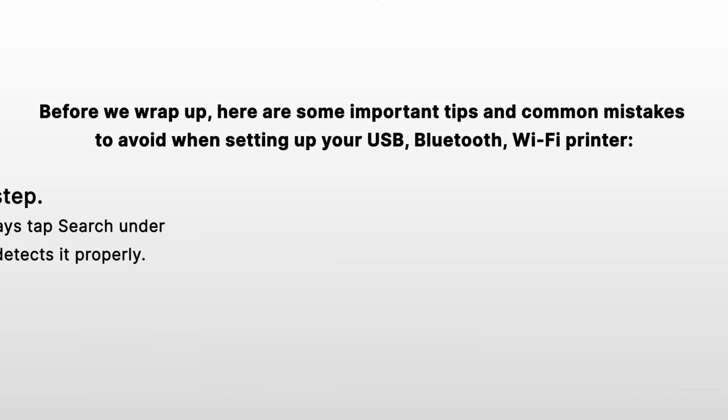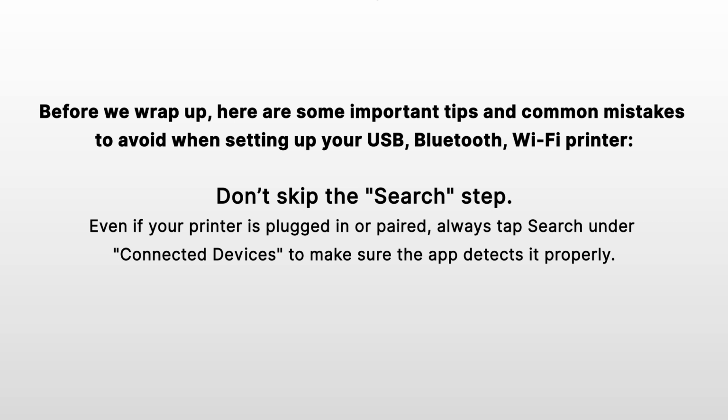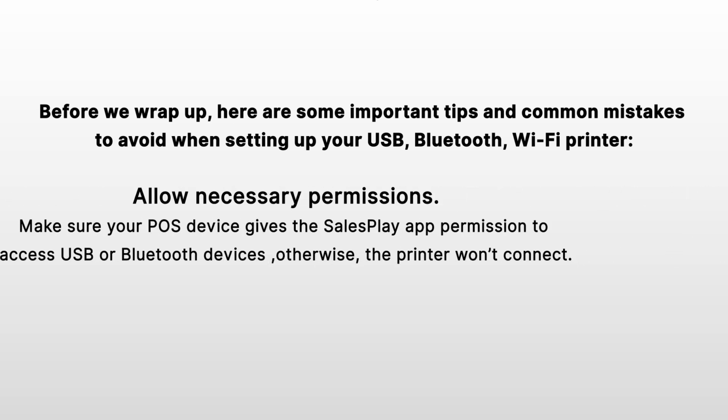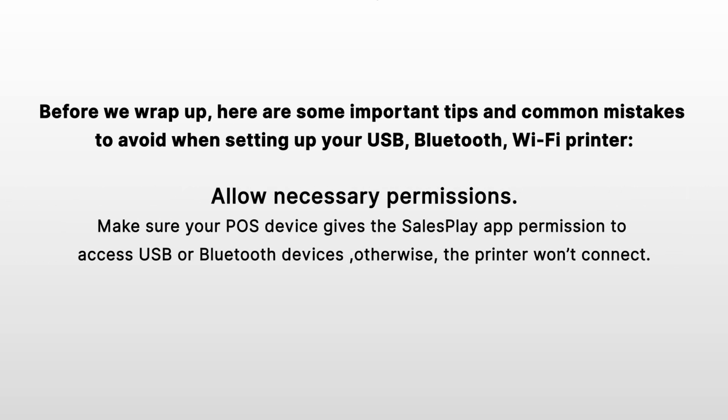Before we wrap up, here are some important tips and common mistakes to avoid when setting up your USB, Bluetooth, or Wi-Fi printer. Don't skip the search step. Even if your printer is plugged in or paired, always tap Search under Connected Devices to make sure the app detects it properly. Allow necessary permissions. Make sure your POS device gives the SalesPlay app permission to access USB or Bluetooth.